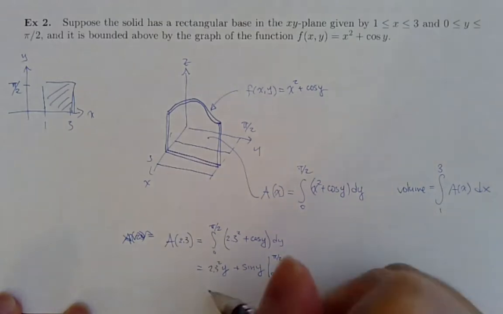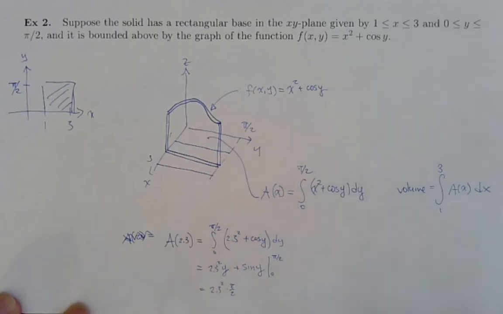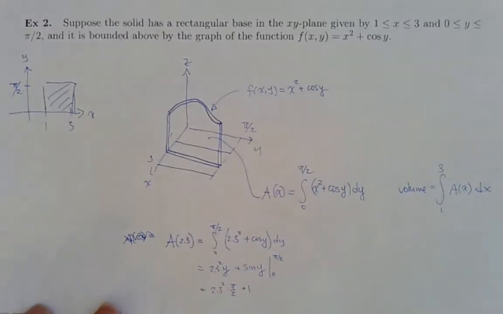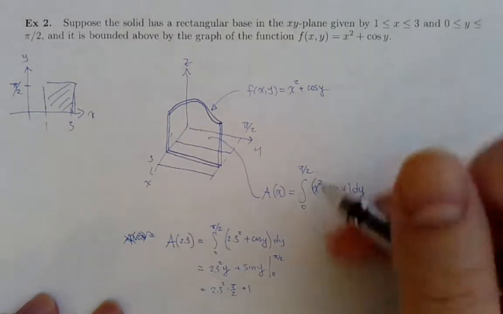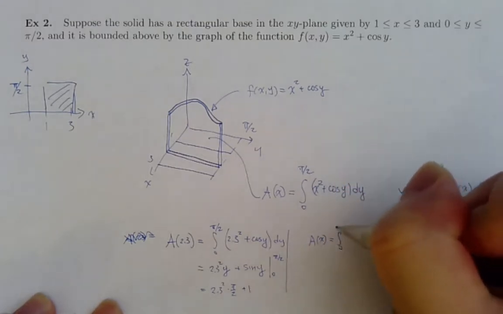And so that gives me 2.3 squared times pi over 2, plus sine of pi over 2. What is sine of pi over 2? I'm blanking right now. It's probably 1. Yeah. And then sine of 0 is 0. Okay. So now let me try to calculate A of x. It's the same thing.